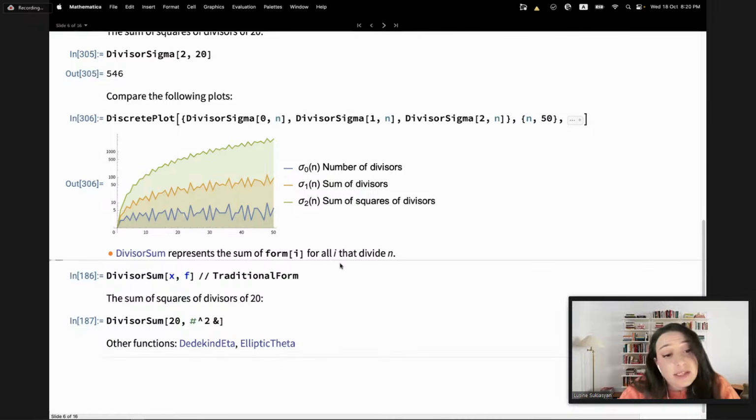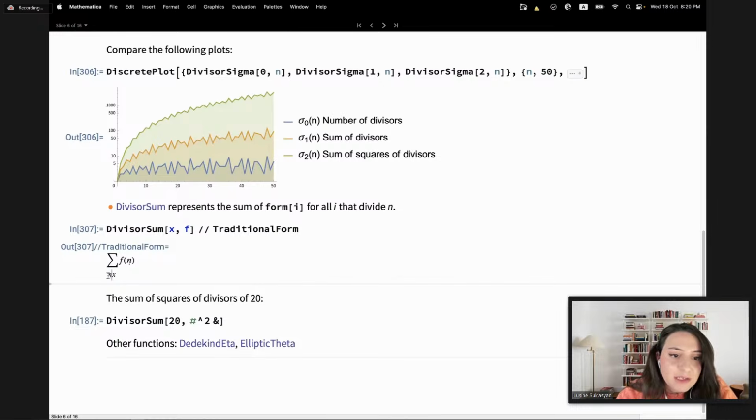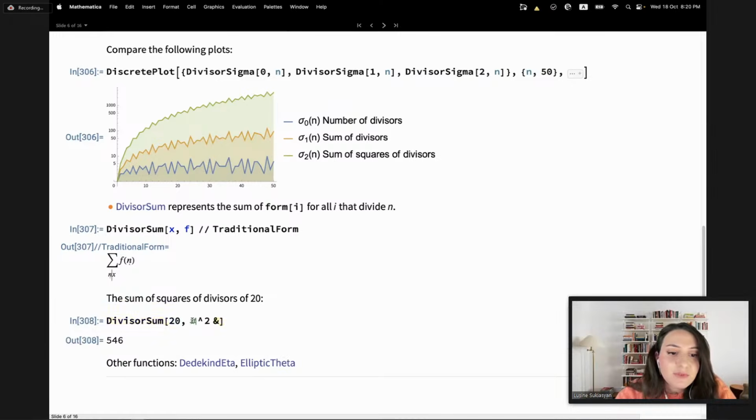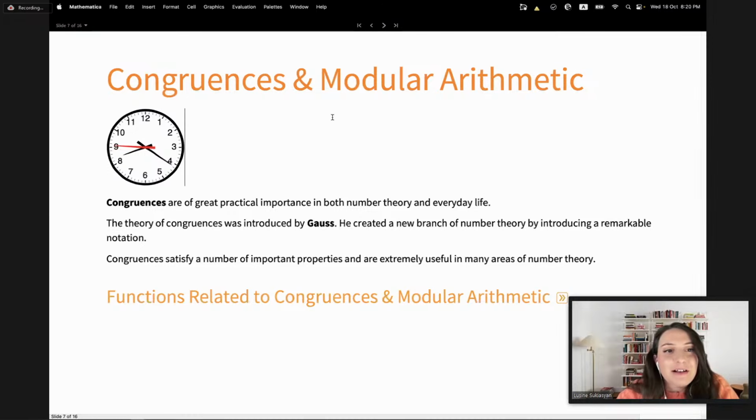And DivisorSum just represents the sum of a function f of e for all e that divide n, so it's basically a sum over all the divisors of a number, like this, right? For all the divisors of x. And we can use it to find the sum of squares of divisors of 20 by doing this, 20, and then we just find the sum of squares of divisors. The other functions here are DedekindEta and EllipticTheta, that you can look at later on your own.